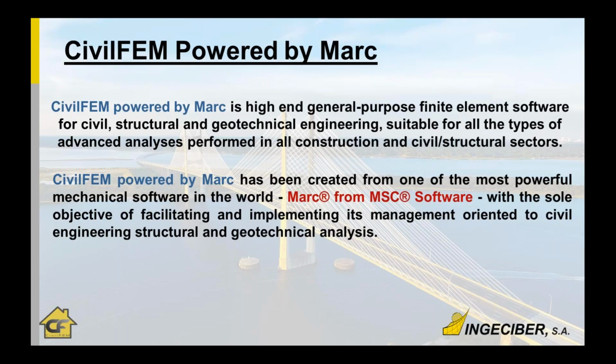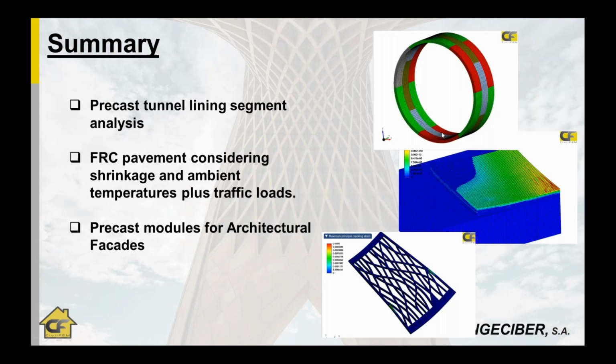Today we are going to see three models about fiber reinforced concrete, focusing on nonlinear analysis and design. We are going to start with a precast tunnel lining segment, and also analyzing the whole tunnel. Then we are going to analyze fiber reinforced pavement under shrinkage effect, plus traffic loads on it, and see how cracking is happening, and the difference of using fiber reinforced concrete and not. And finally, we'll see an example of precast modules for architectural issues.